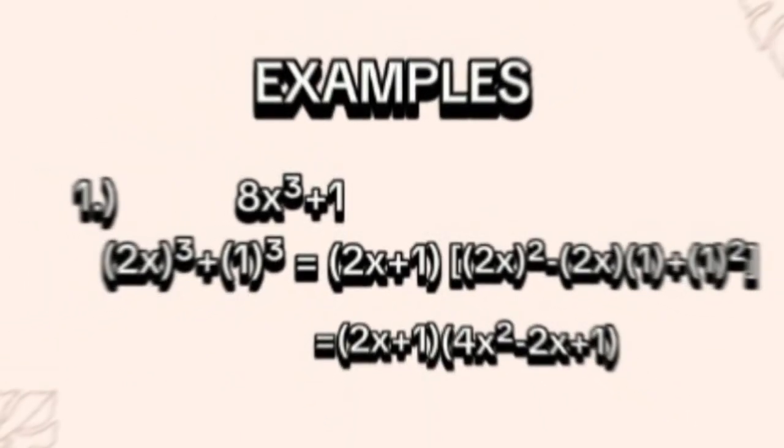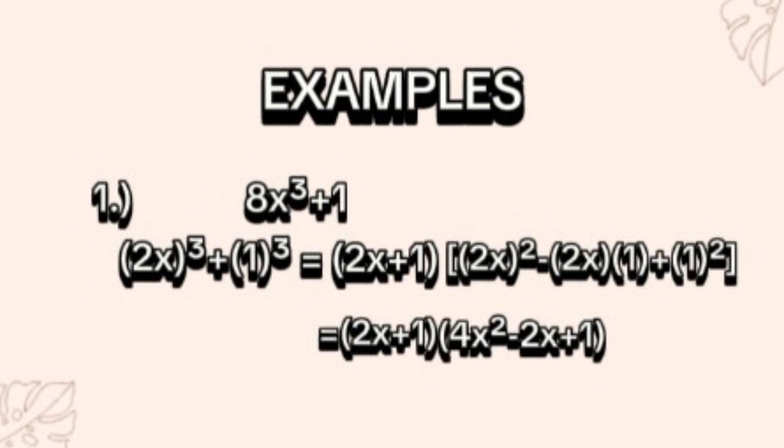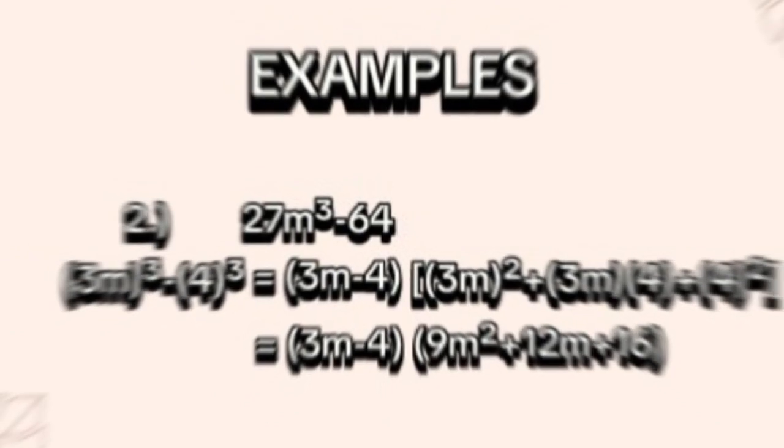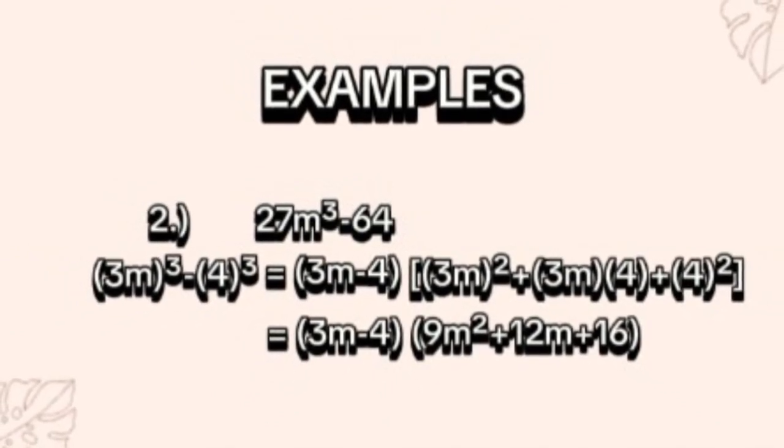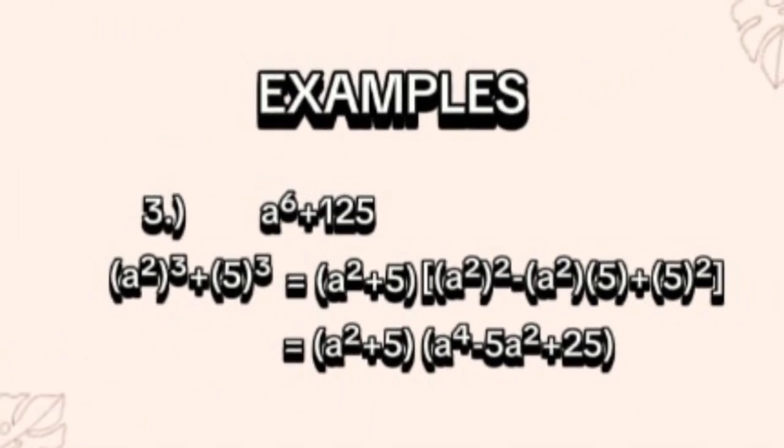So in the first example, we use the first formula. A cubed plus b cubed is equal to the quantity a plus b times the quantity a squared minus ab plus b squared. And in the second example, we use the second formula. A cubed minus b cubed is equal to the quantity a minus b times the quantity a squared plus ab plus b squared. And in the last example, we use the first formula. A cubed plus b cubed is equal to the quantity a plus b times the quantity a squared minus ab plus b squared.